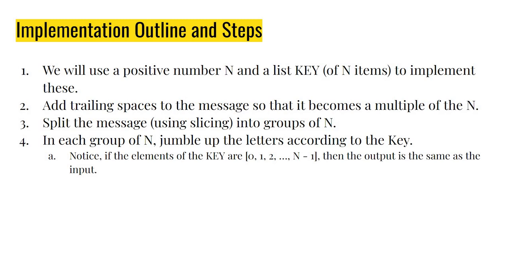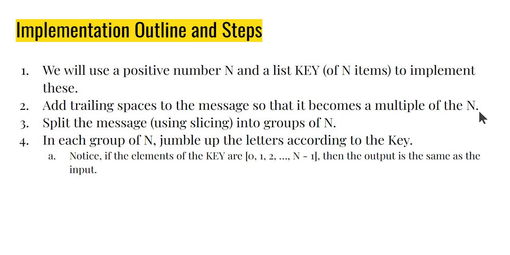Now, the whole idea here and the steps that we are going to follow is that, like I said, we'll use a positive number n and a list called key, which will have n items to implement this whole scheme. We'll have to do a few things. First thing we'll have to do is add trailing spaces to the message, so that its length becomes a multiple of n. Now, why do we need this?